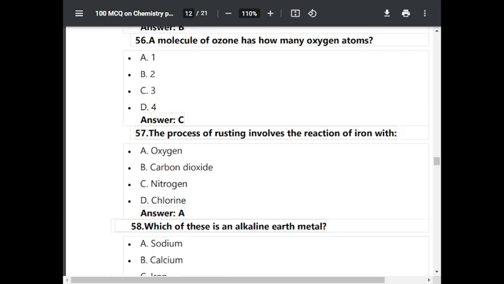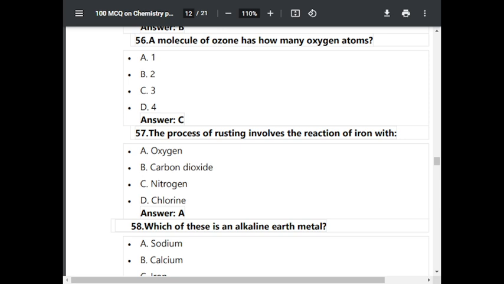Question number 56. A molecule of ozone has how many oxygen atoms? Option A 1, option B 2, option C 3, option D 4. The correct answer is C, 3. A molecule of ozone has 3 oxygen atoms.